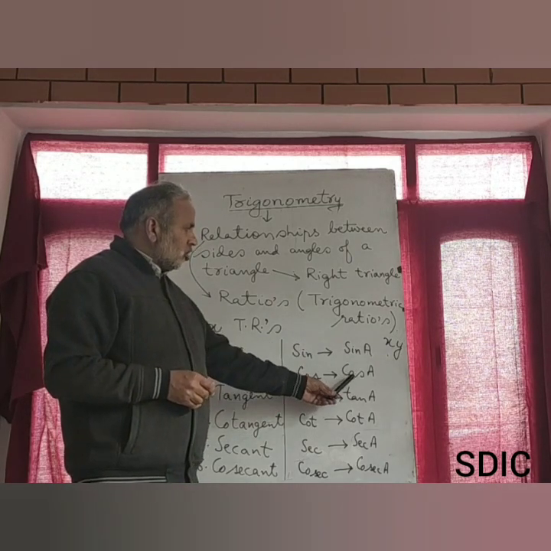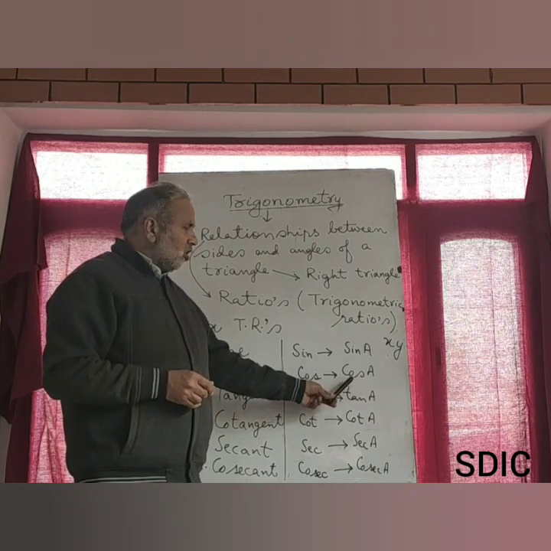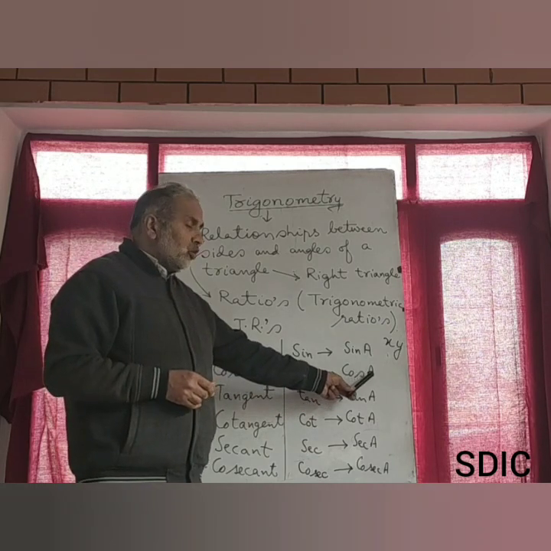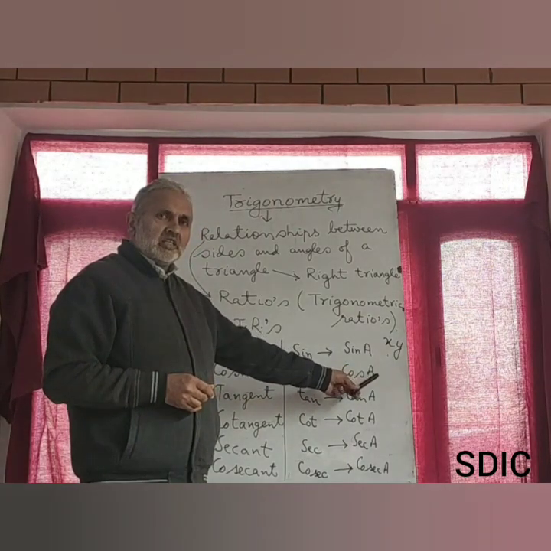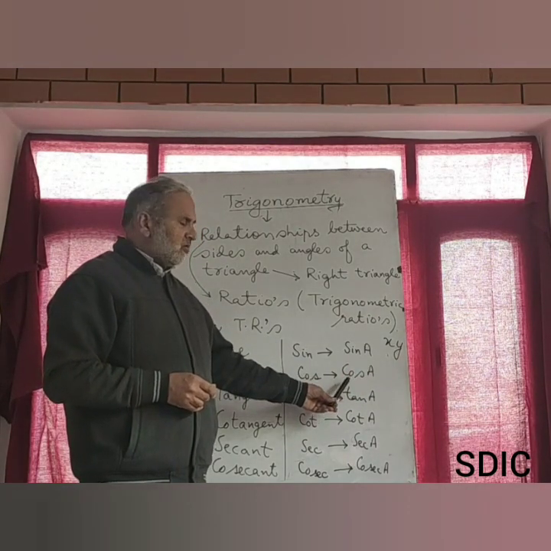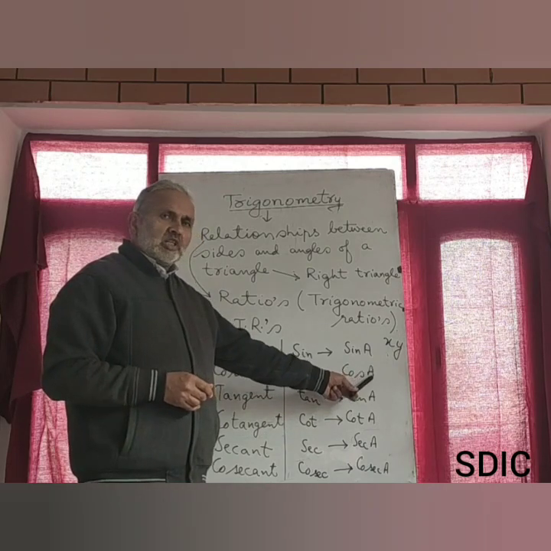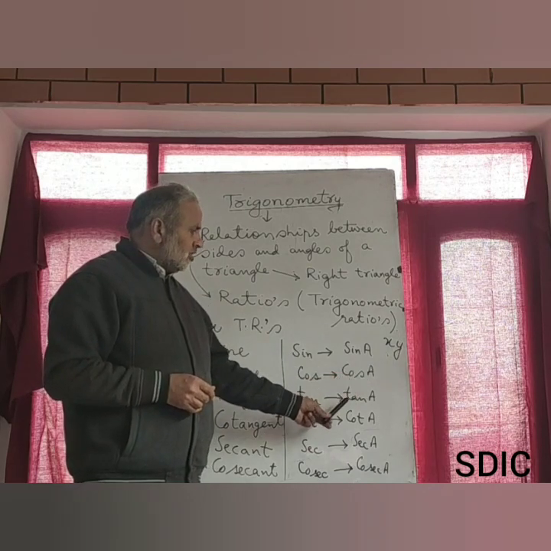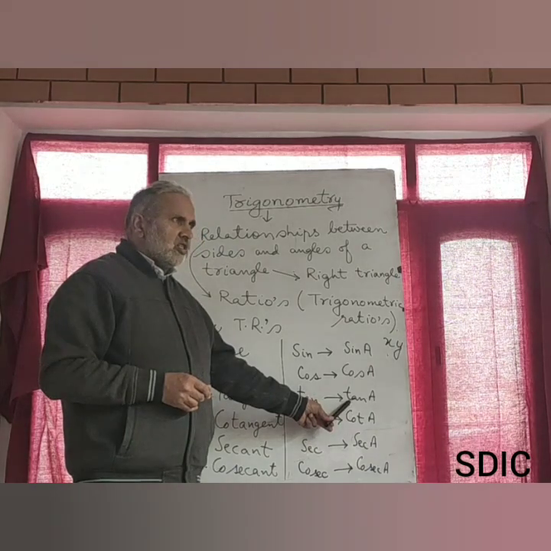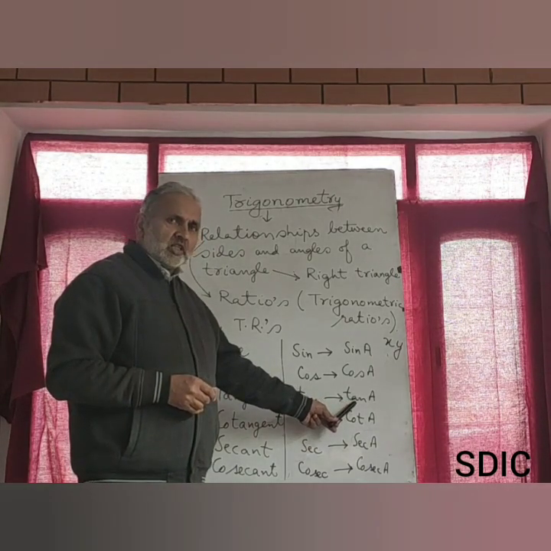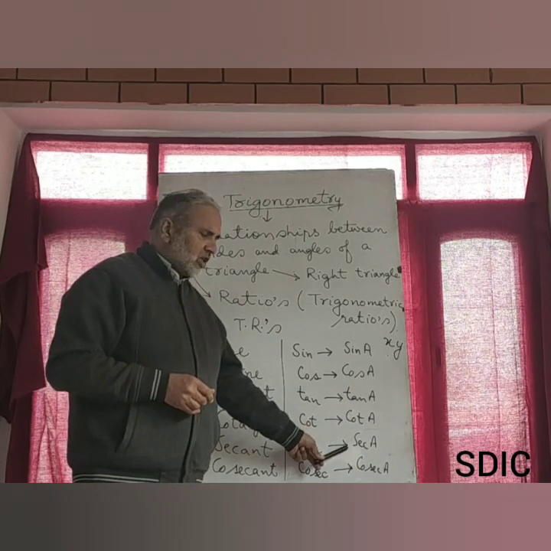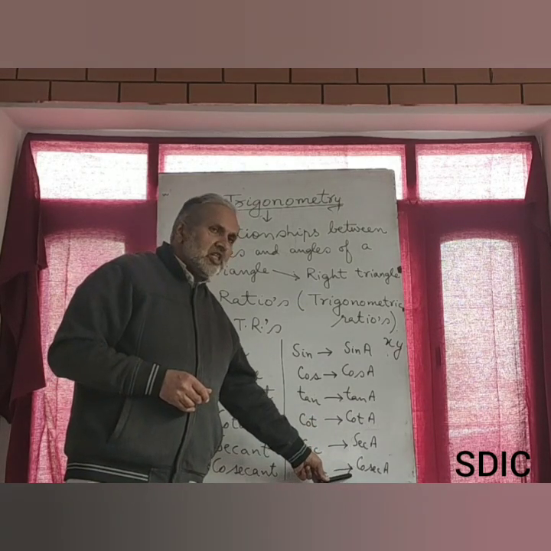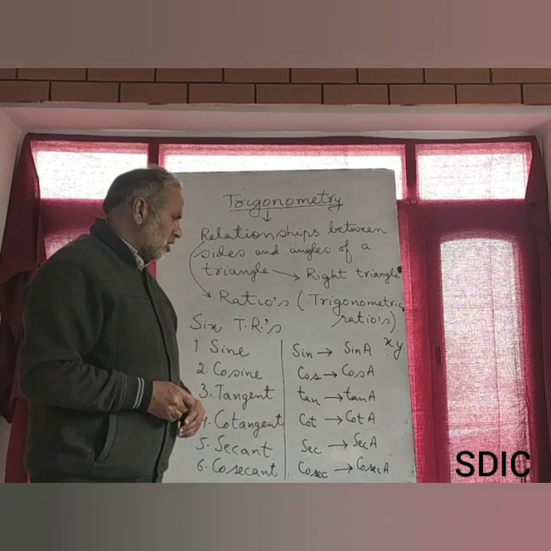Likewise, this is the shorthand representation of cosine of acute angle A. It is not the product of C, O, S, and A. Likewise, this is the shorthand representation of tangent of acute angle A, cotangent of acute angle A, secant of acute angle A, and cosecant of acute angle A.